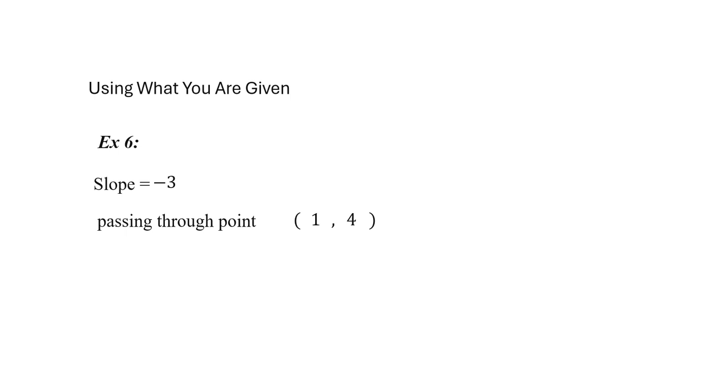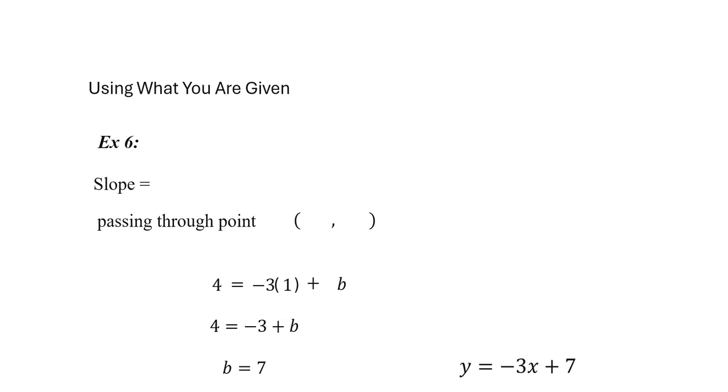In this example, we're told slope is negative 3, passing through the point 1, 4. Let's write out our y equals mx plus b formula, and then start substituting values. Our negative 3 can fit in where m was. Our 1 can fit in where x was, and y can be replaced by 4. Now we have enough information to solve for b. And once we have that, we can build our equation by saying y equals negative 3x plus 7.